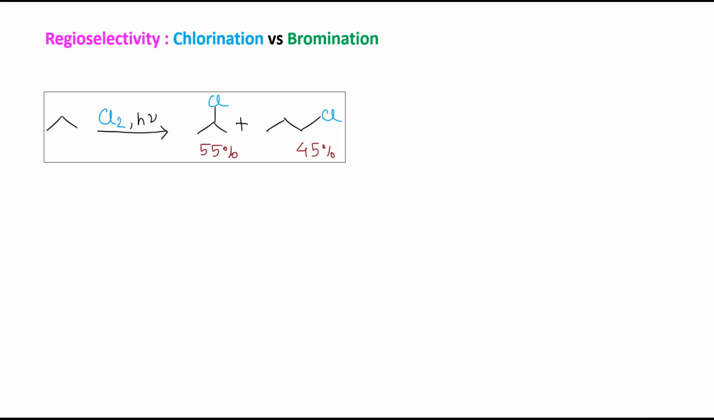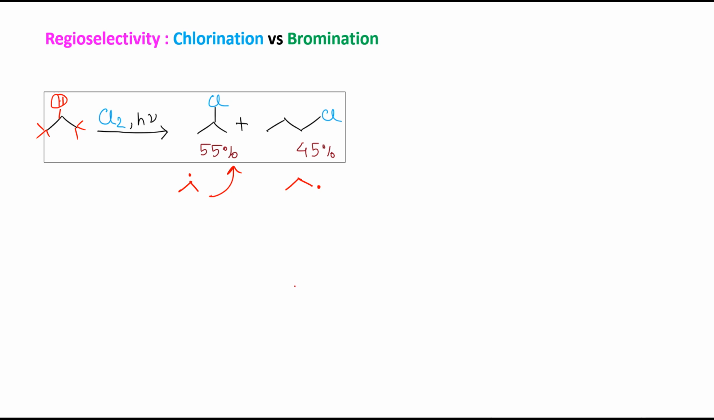But suppose we have this propane molecule. If this hydrogen is removed, we will get the radical like this. But if these terminal six hydrogens are removed, then we will get another type of radical. The major product we get is from this radical, which is 55%, and 45% is the other one. Though this selectivity is not very high, why is it so?